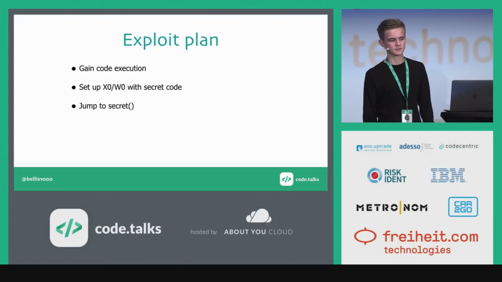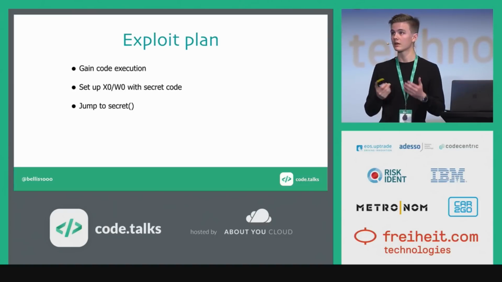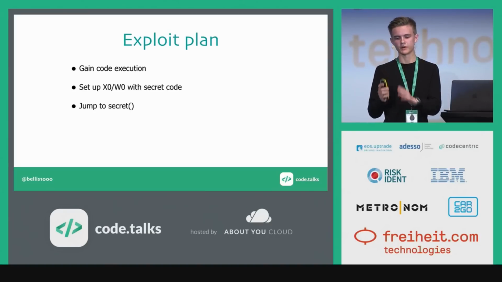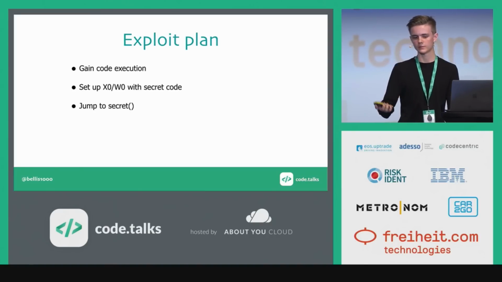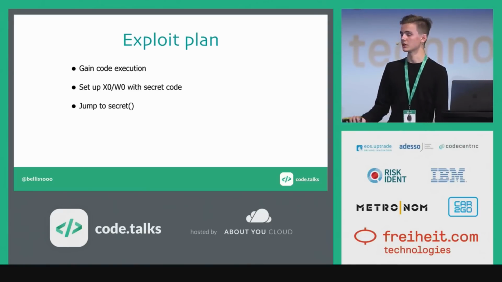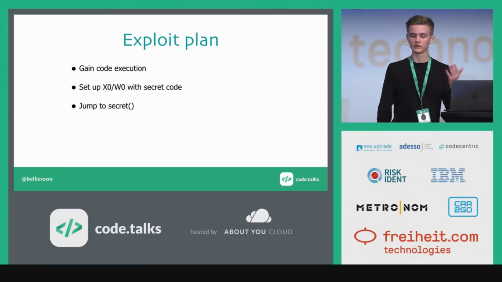So the plan is going to be as follows. We're going to gain code execution with the bug that we already know how to do, which is just by reading in a very large file. And then we can override the function pointer with some crafted data that's going to point somewhere. Then what we want to do is obviously use return-oriented programming to prepare X0 or W0 to hold the secret code. And then we just need to jump to secret, which will then hopefully validate it and give us the root shell.